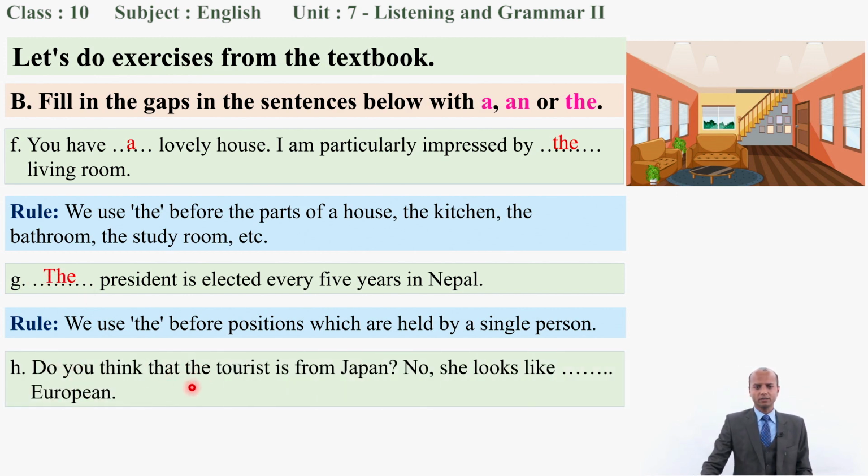H. Do you think that the tourist is from Japan? No, she looks like a European. Where is she from? Yes, Europe. How is it pronounced? A consonant sound at the beginning or a vowel? A consonant, that's why. Yes, there should be "a" before European. Okay.